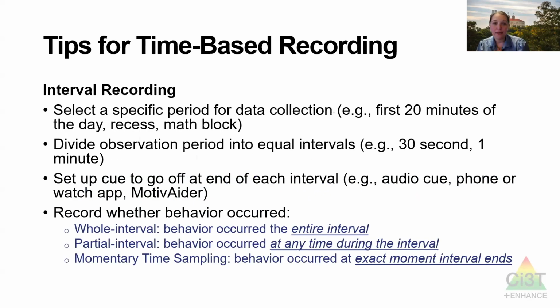For interval recording, again, pick that time and place that you're going to observe, and then you're going to divide that up into equal intervals. So 30 seconds, 1 minute intervals, these short periods of time. So if I did a 30-minute period, it would be 30 1-minute intervals or 60 30-second intervals. And then you set up a cue that's going to go off at the end of each interval.